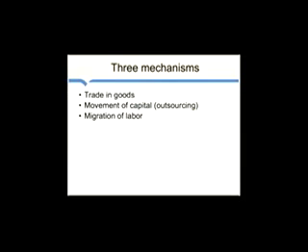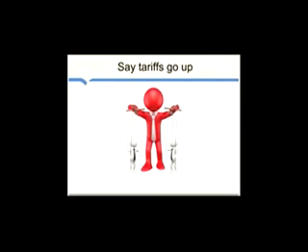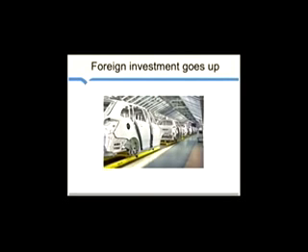Now let's consider some brief theoretical points on how trade, investment, and migration can be substitutes for each other. In a lot of international economics, there are three core mechanisms. The first is trade in goods, the second is movement of capital, in some cases called outsourcing, and the third is migration of labor. The point here simply is that we need to keep all three in mind at once. Having all three of these mechanisms may limit the ability of politicians to control economies.